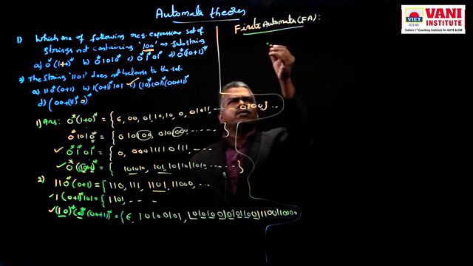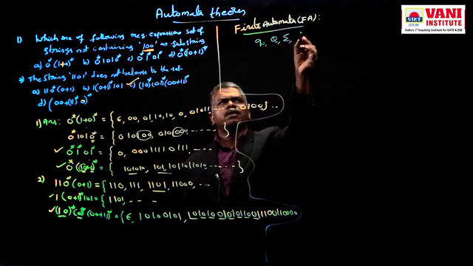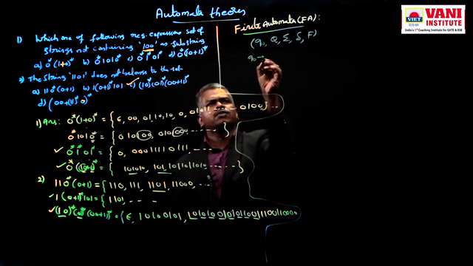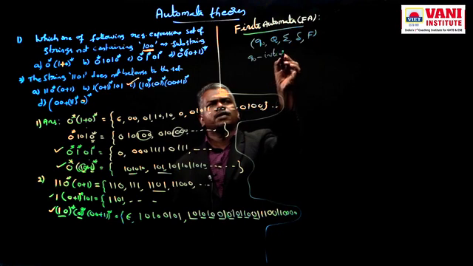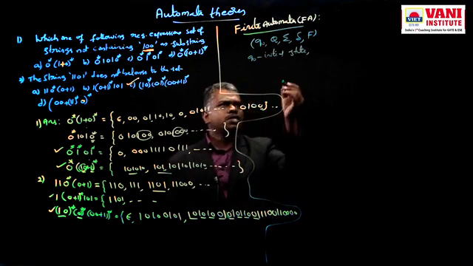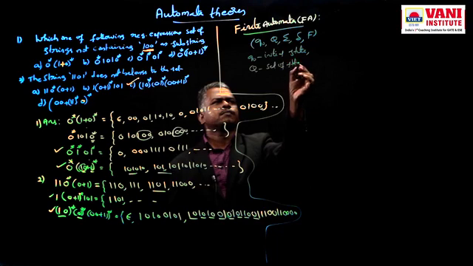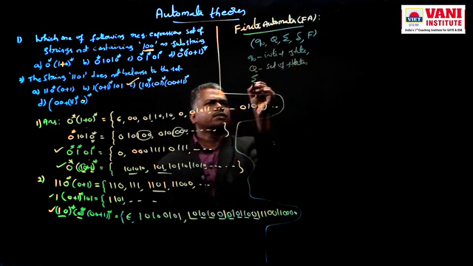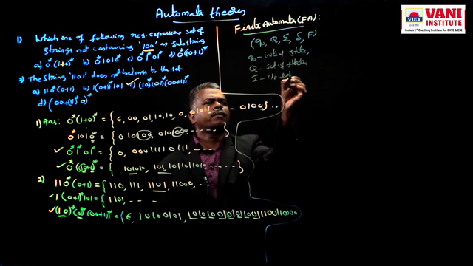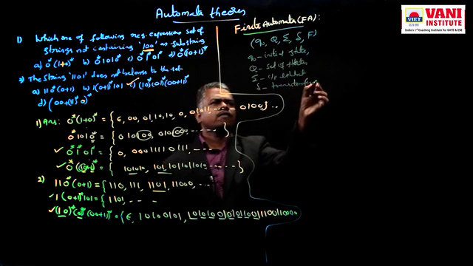It consists of a 5-tuple: some set of states, input alphabet, transition function, initial state, and set of final states. Q0 is considered as the initial state, and Q will be taken as the set of states. Sigma is taken as the input alphabet, and delta is taken as the transition function.